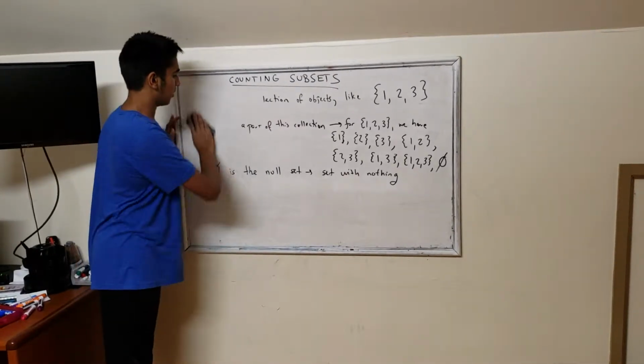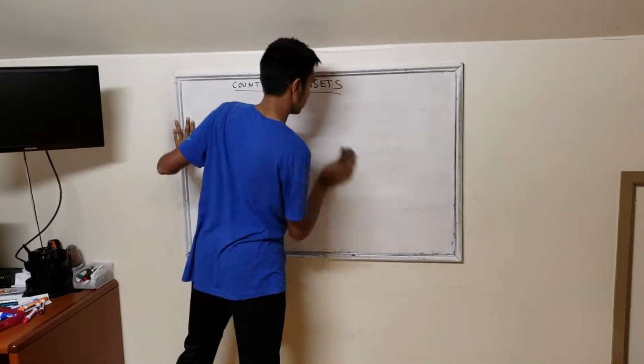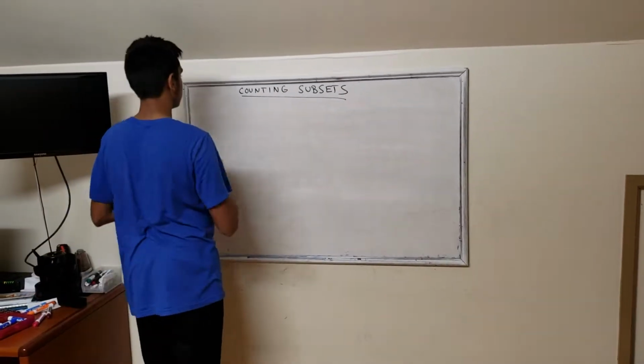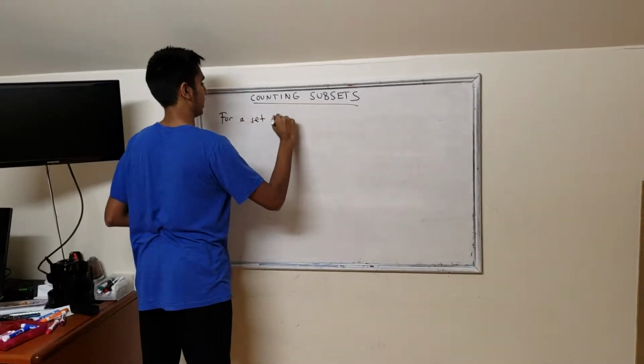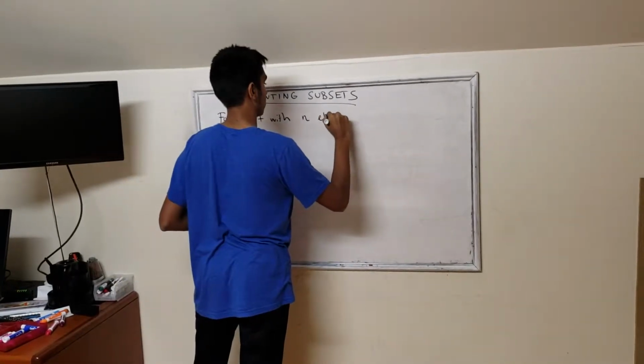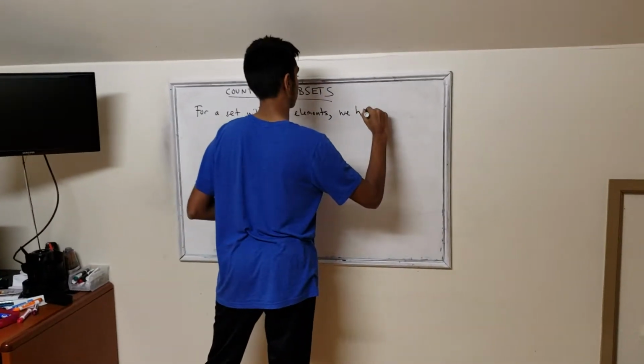So why is this important? Well, there are a few things we should talk about when counting subsets. There's one main formula. For a set with n elements, we have 2 to the n subsets.